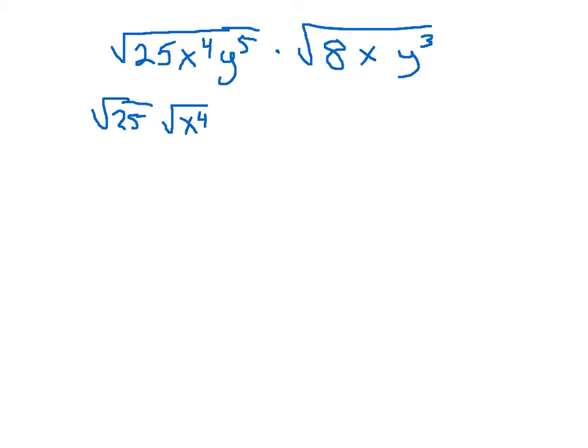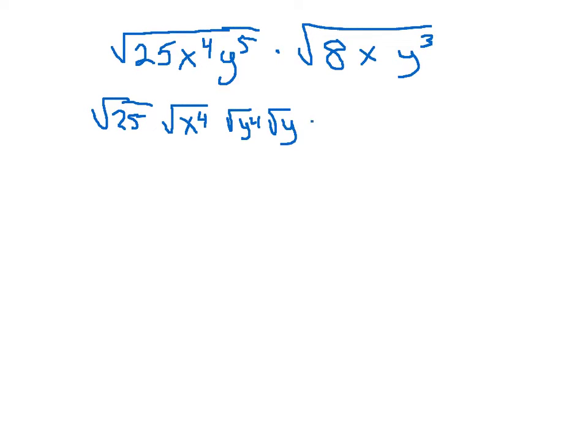Y to the fifth is not a perfect square, but y to the fourth is. So I can break that apart as y to the fourth times y. Again, y to the fifth is not a perfect square because its exponent 5 is not divisible by its index 2. So the largest number less than 5 that is divisible by 2 is 4. So I break it into 4 and 1.